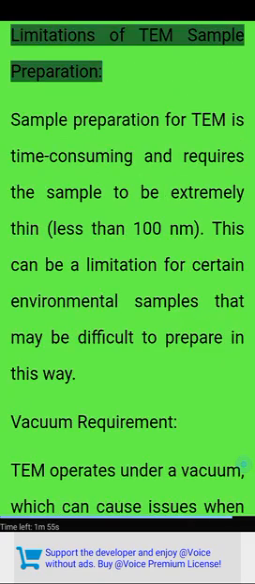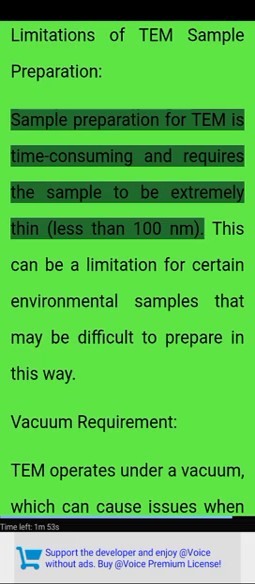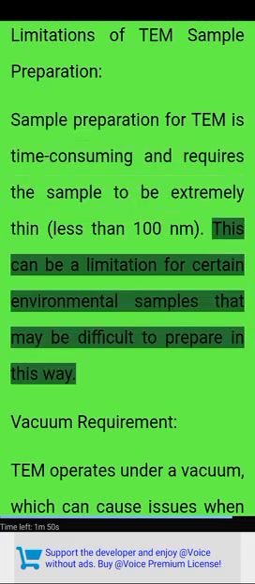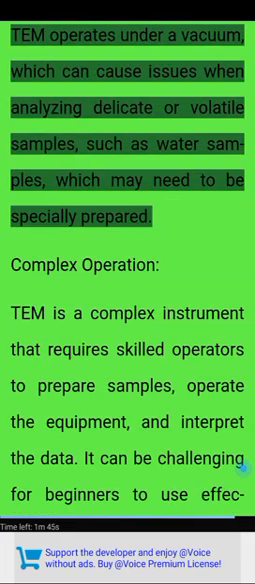Limitations of TEM. Sample preparation. Sample preparation for TEM is time-consuming and requires the sample to be extremely thin, less than 100 nanometers. This can be a limitation for certain environmental samples that may be difficult to prepare in this way. Vacuum requirement. TEM operates under a vacuum, which can cause issues when analyzing delicate or volatile samples, such as water samples, which may need to be specially prepared.